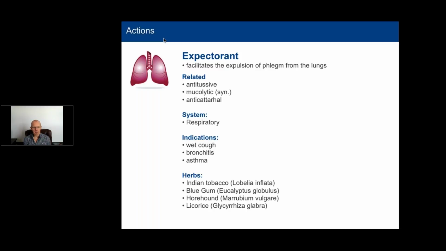So when it comes to using Indian tobacco, you want to get the right dose. Patients don't really like vomiting, so there's no point in inducing vomiting if you don't have to. So Indian tobacco works on that mechanism.